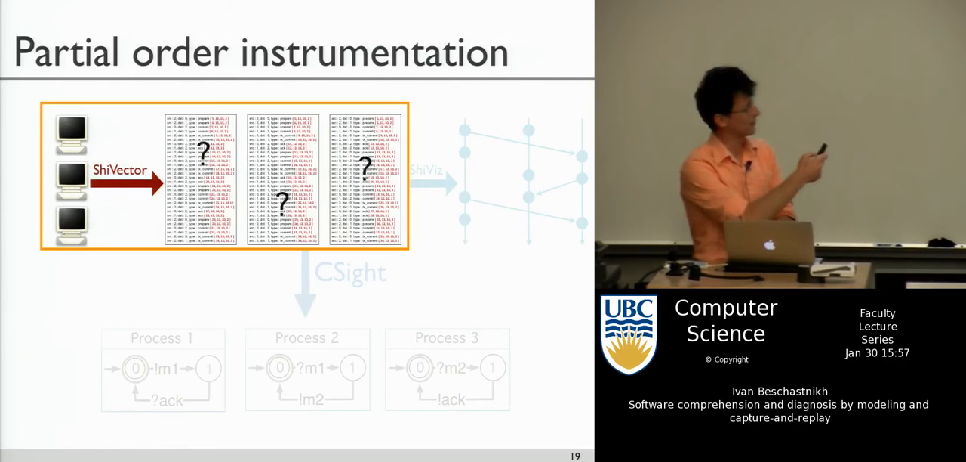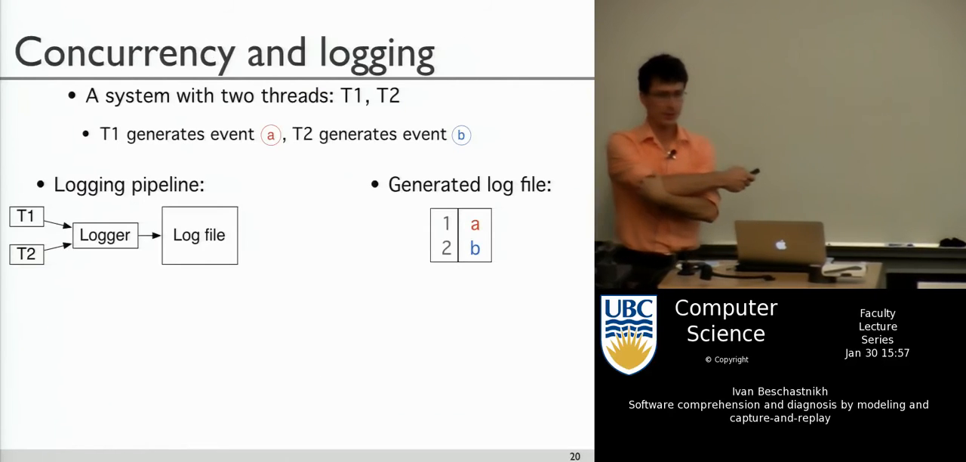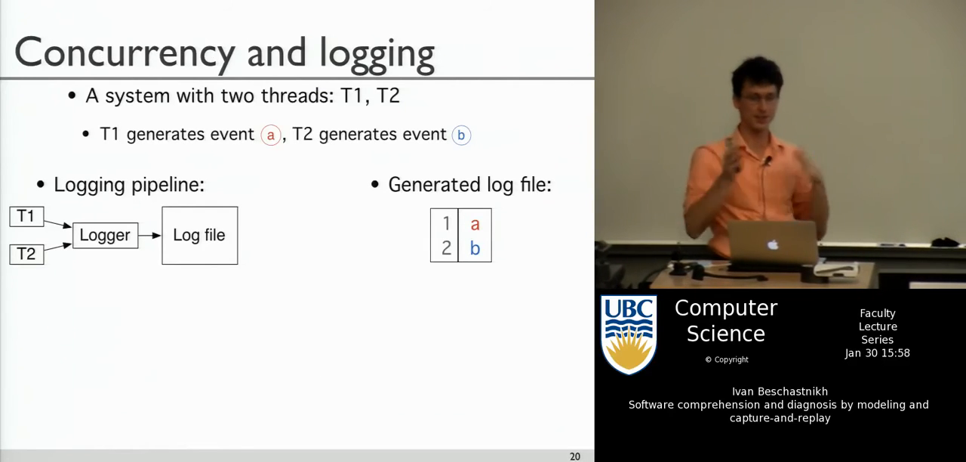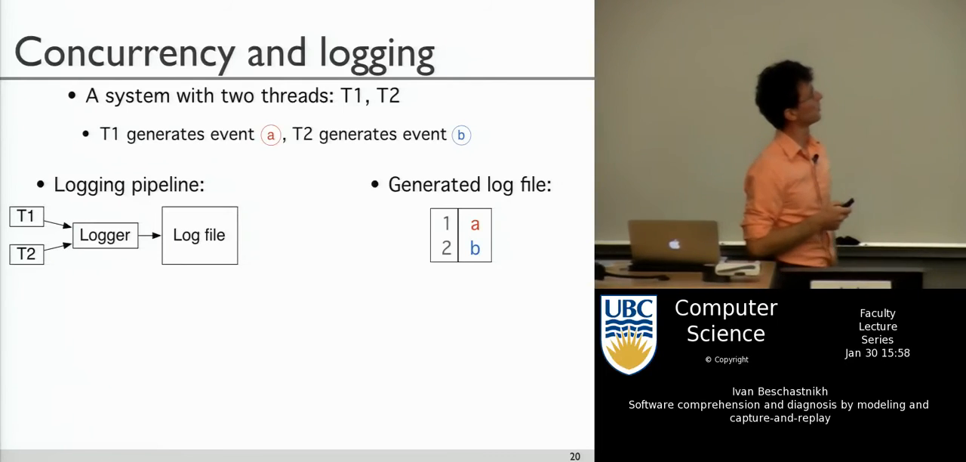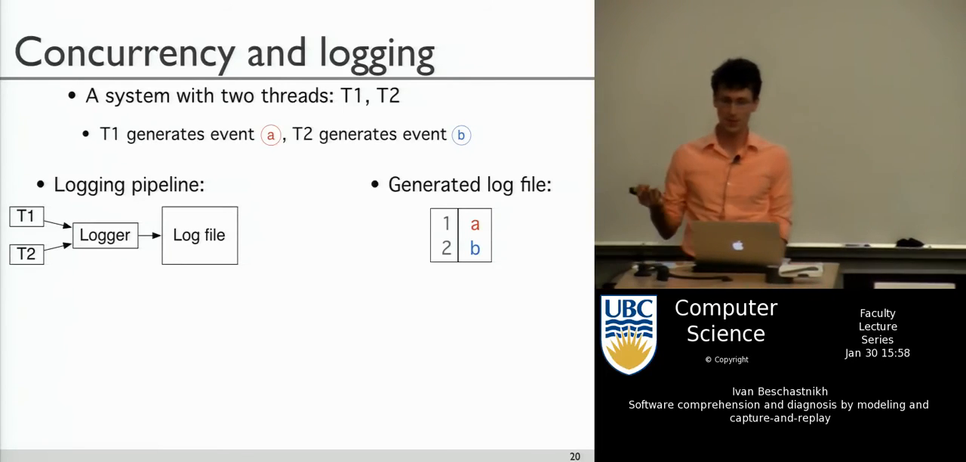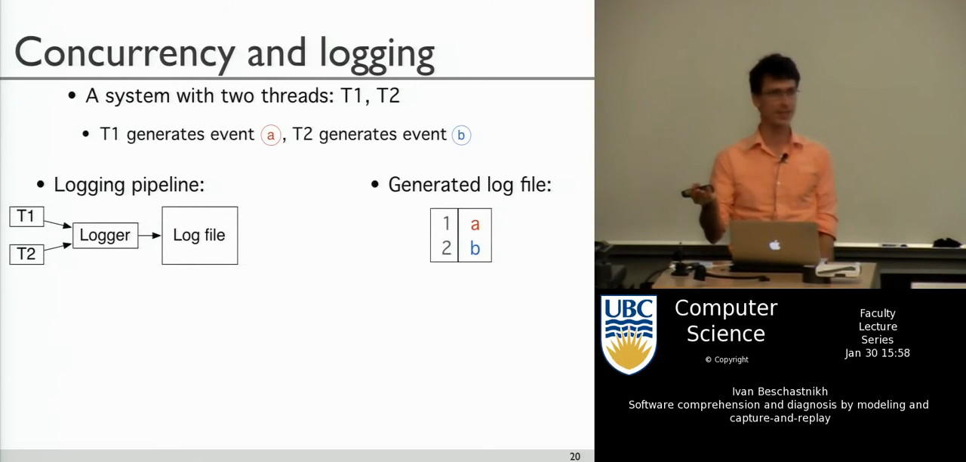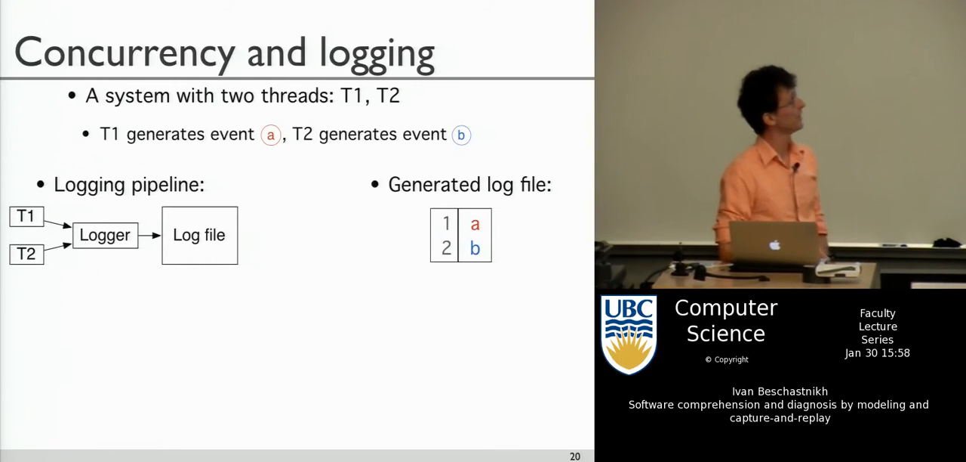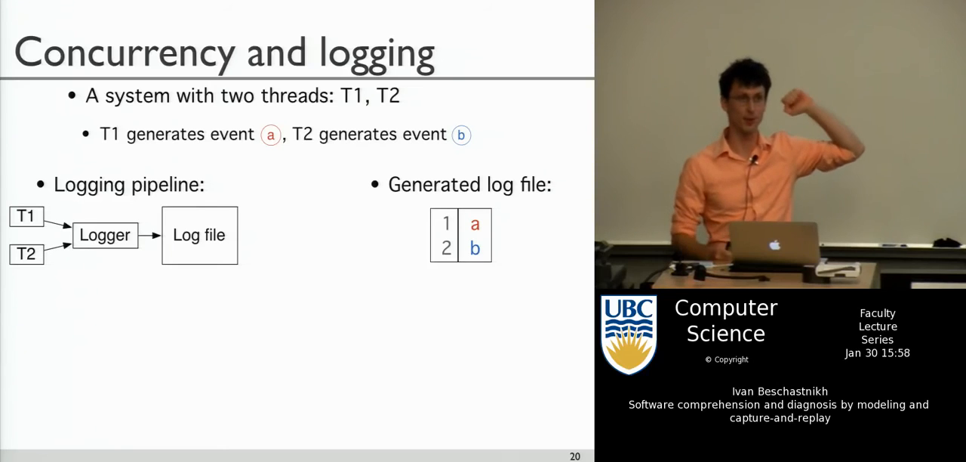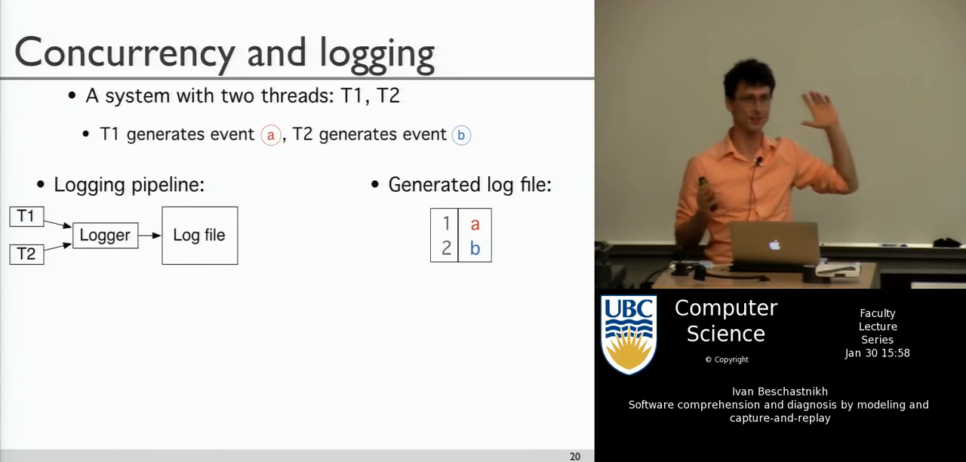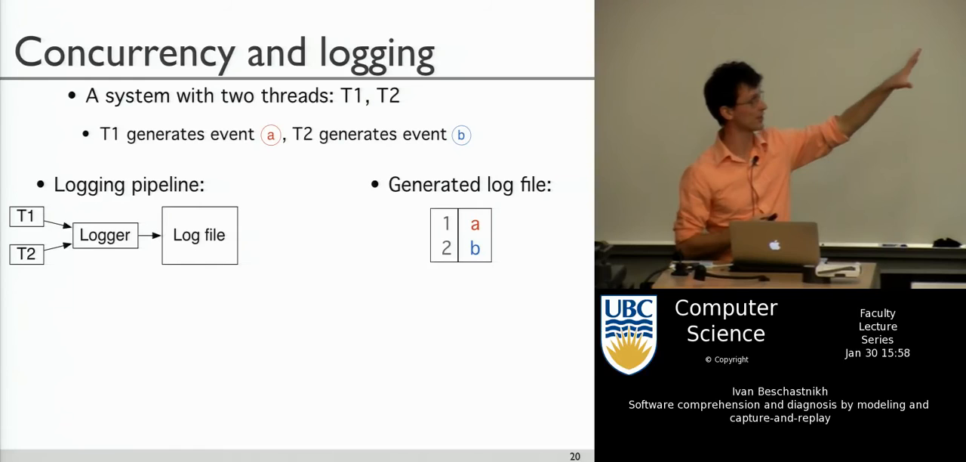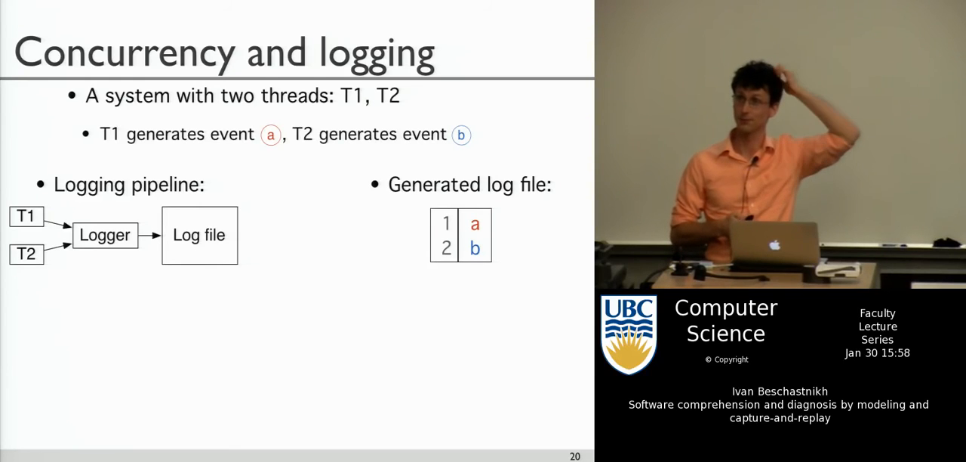So looking at ShiVector, to start with, we need to talk about concurrency and logging. Assume that you have a system with two threads, T1 and T2, and T1 generates event A, T2 generates event B. And then you have some kind of logging pipeline where there's a logger that serializes these two events and generates this totally ordered log on the right.